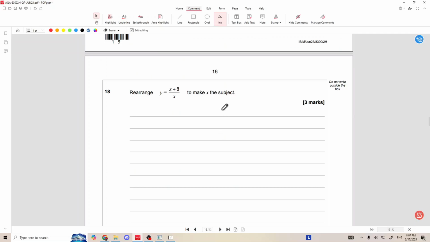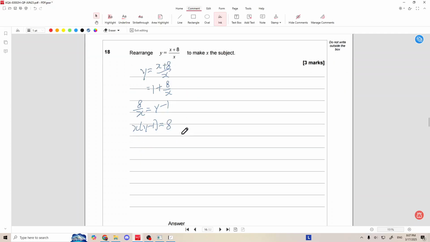Question 18. Rearrange y equals x plus 8 over x to make x the subject. Okay, I'll first make it so there's only one x, so x plus 8 over x is just 1 plus 8 over x. 8 over x equals y minus 1. So x times y minus 1 equals 8, because I multiply everything by x, meaning x is just 8 over y minus 1.